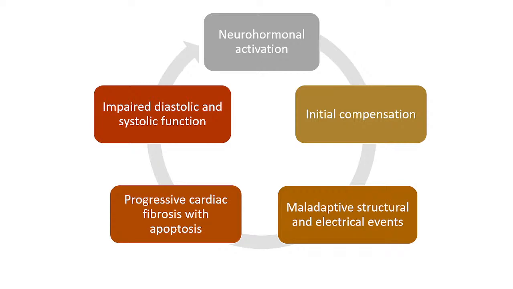So these maladaptive structural and electrical events lead to fibrosis and apoptosis of the myocardial cells, and an increase in extracellular matrix. Okay, and this further impairs the diastolic and the systolic function of the heart. So what happens? The loop continues. The diastolic or systolic function again deteriorates. The heart again tries to compensate, but it comes at a cost, and this loop continues and continues. And it makes the heart failure worse. Okay.